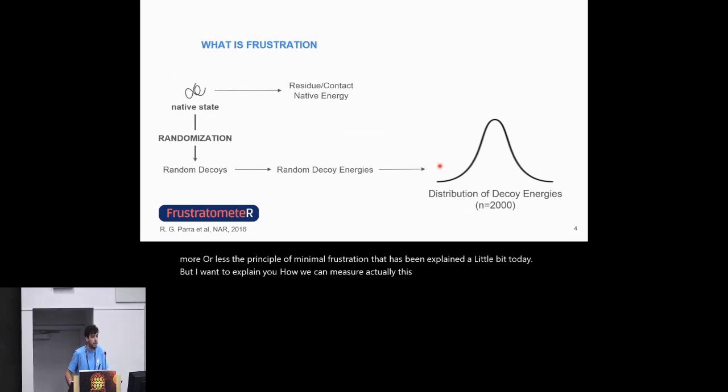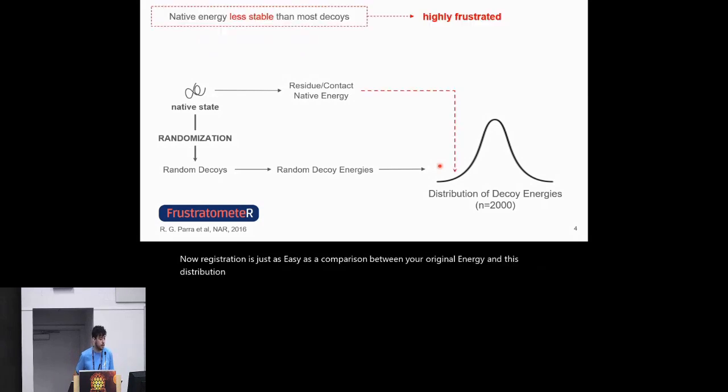So you take the native state of a protein, and you measure the energy associated to either a contact or a residue. Then you make a lot of random decoys, and you measure the energy of these decoys and build a distribution of energies. Now, frustration is just as easy as a comparison between your original energy and this distribution. So take your starting contact or residue, and it can be less stable than most of the decoys, and this would be highly frustrated.